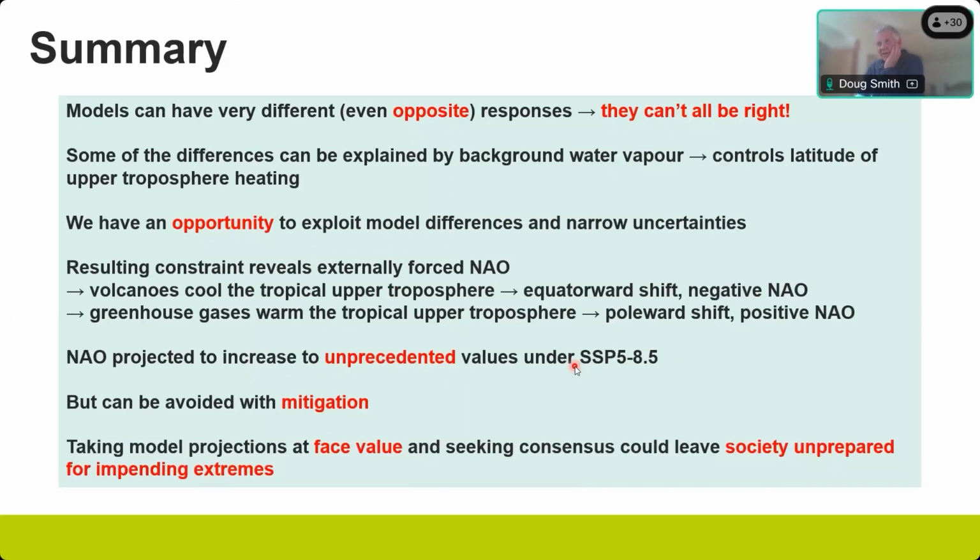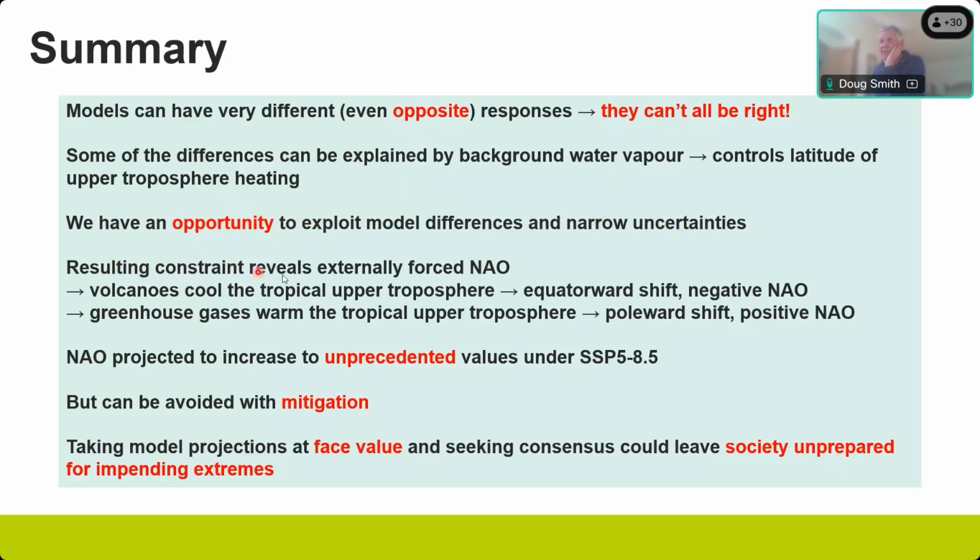Perfect. So just to summarize, I've shown you that models can have very different, even opposite, responses to the same forcings, so they definitely can't all be right. I showed that some of these differences can be explained by background water vapor differences in the models, and that's what controls the latitude of heating in the upper troposphere. I think this actually provides an opportunity for us to exploit these model differences and narrow the uncertainties in future projections.